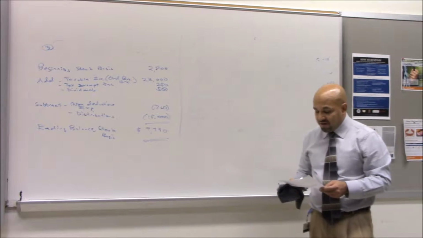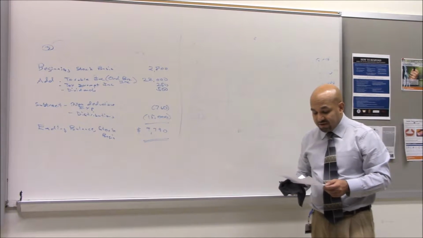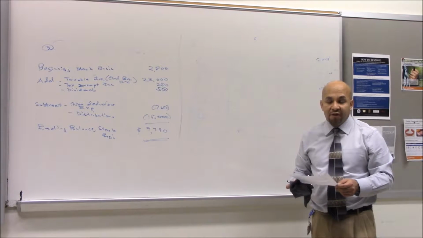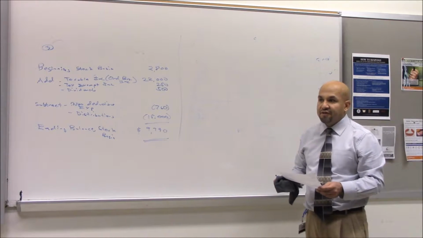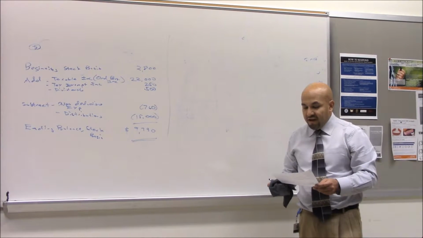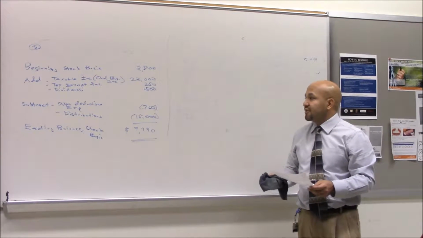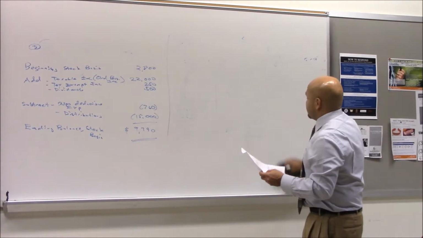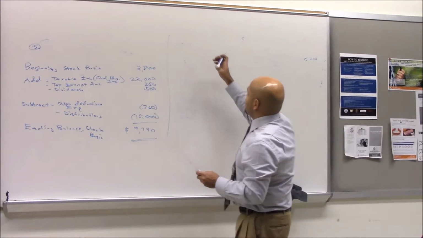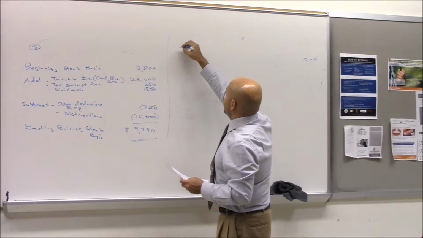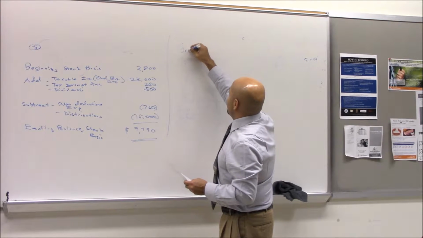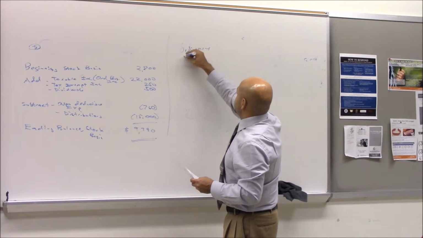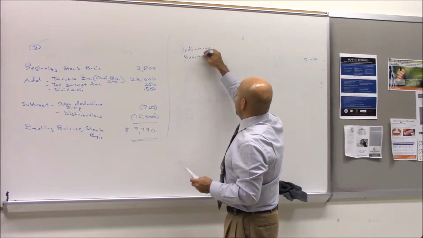So there's a two-part answer for this question. We have to figure out the ordinary business income, also known as the non-separately stated income, and then we have to figure out the separately stated income. So let's do the non-separately stated income first. We got ordinary business income.